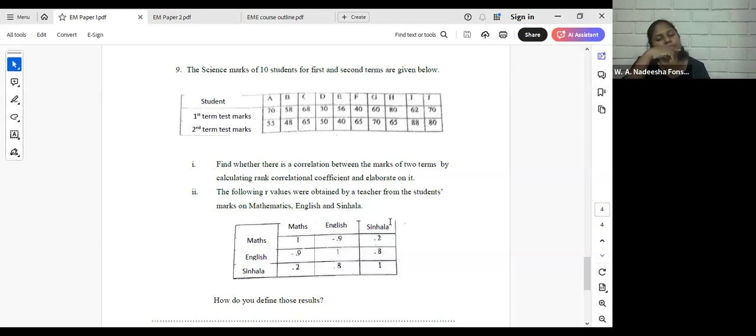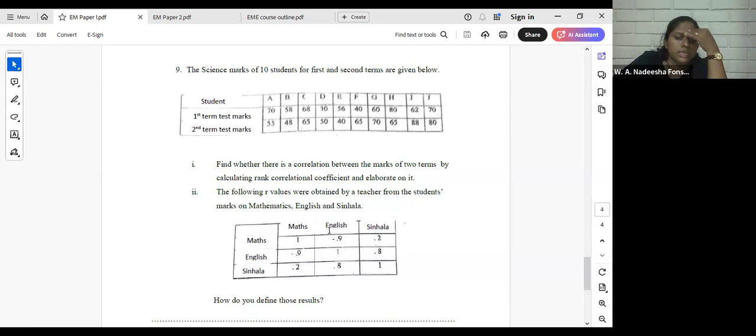How to do that? Here, maths 1, English 1, Sinhala 1. We know there is a correlation. See, maths and maths, it means same subject, no? So no need to elaborate on that. So just take this, minus 0.9.